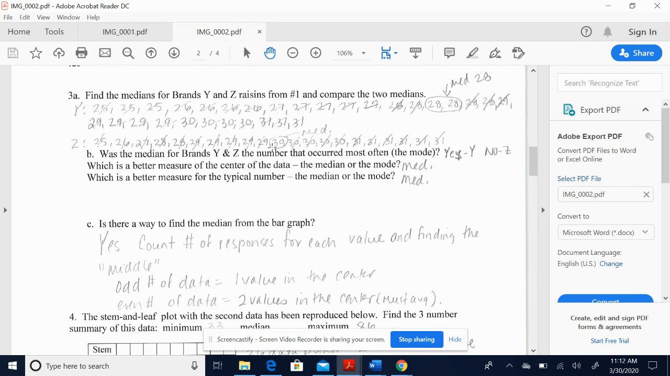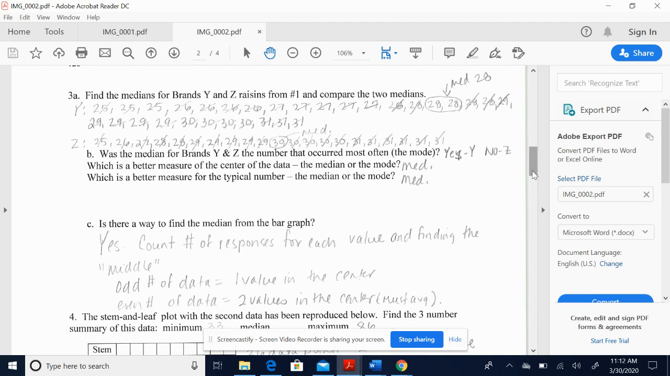Okay, in brand Z, it was not. Notice that brand Z was not symmetric. So the mode and the median did not match in that particular situation. It asks in each one of these, which is the better measure of the center of the data, and which is the better measure for a typical number. Okay. In graph Y, both of those are going to be the median, because the median and the mode are both equal.